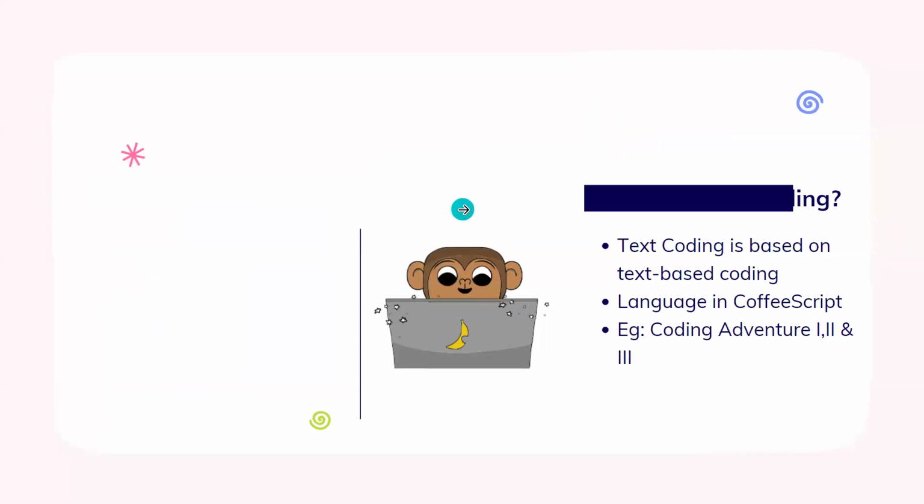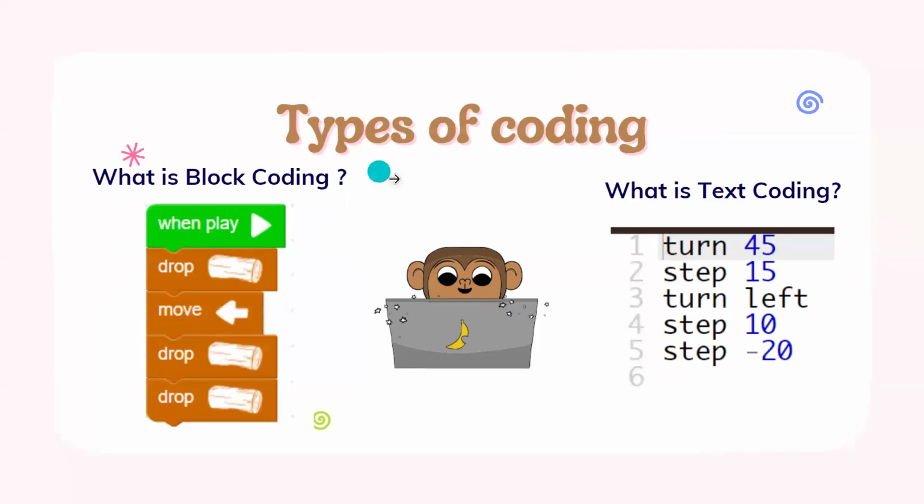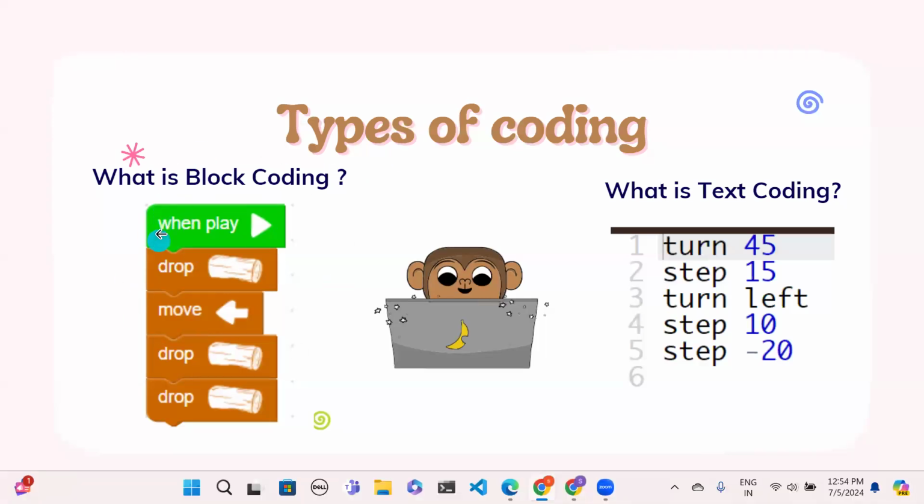Moving to next slide. The example shows block coding. People would build a world by dragging and dropping blocks, and the computer understands the code. That is block coding.